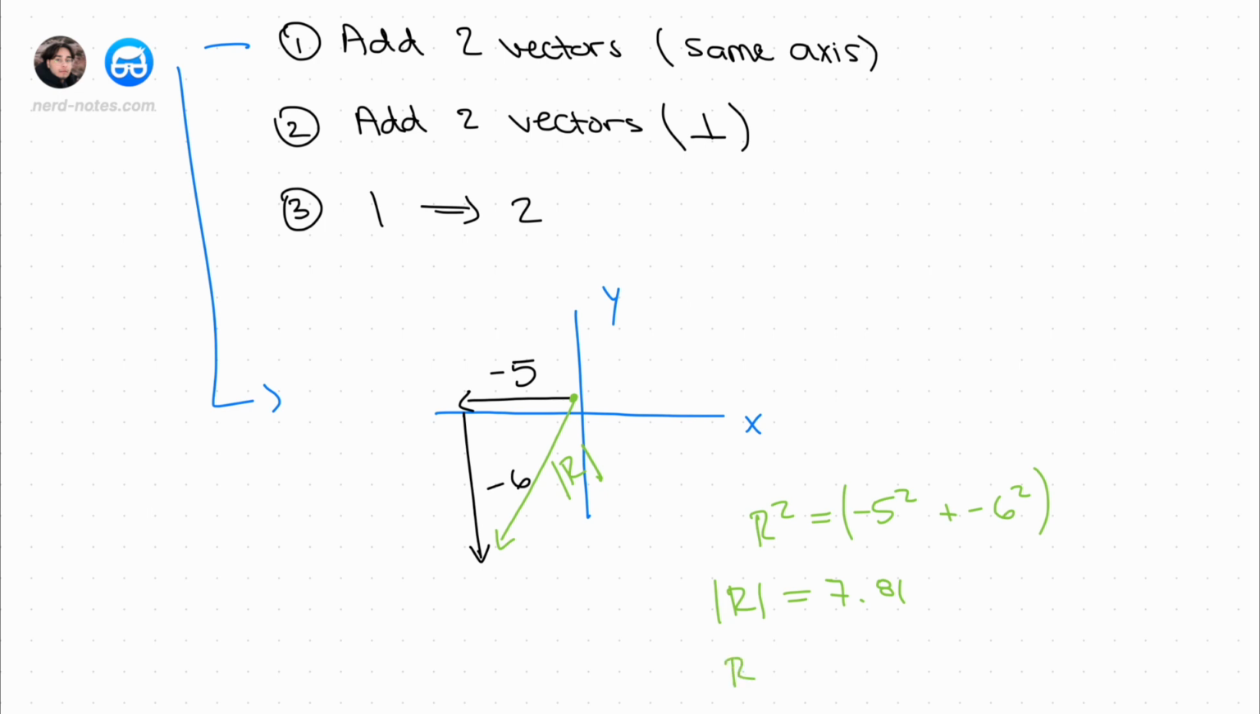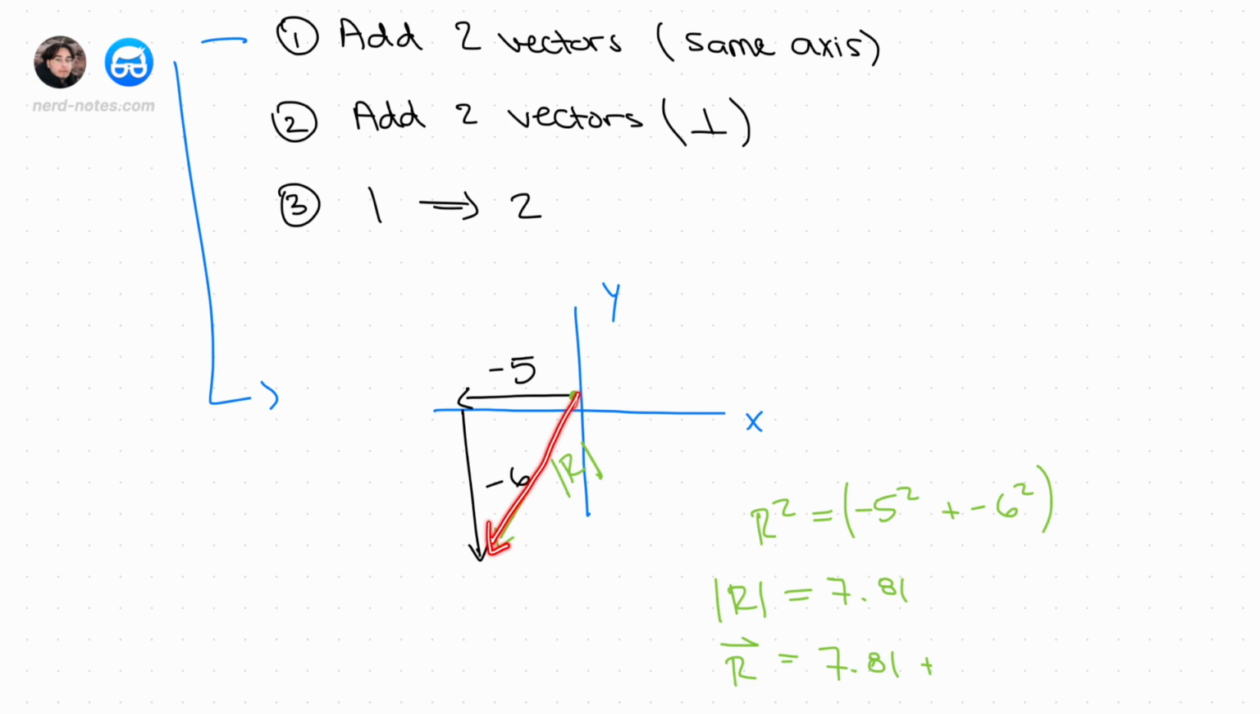But what if I actually want to find the actual vector? How would I do that? It's pretty simple. I'm going to write the same thing again, but this time I'm going to state the direction. If you notice, this is sort of pointing, and we can use compass directions in this case. It looks to be about southwest to me. This is south, and this is west, so this vector is pointing southwest.